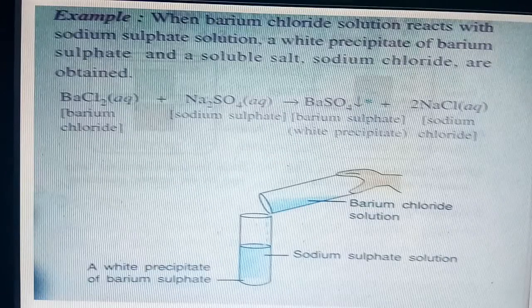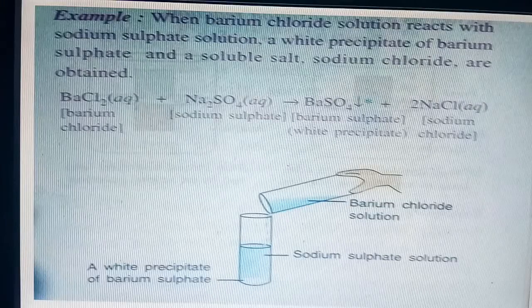So previously it was barium chloride. Now what is formed at the bottom of the test tube containing sodium sulfate solution? It is barium sulfate. That means barium has taken the sulfate radical. Then sodium will be taking the chloride ion.